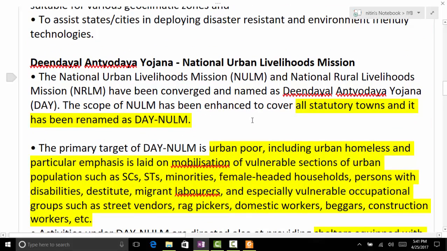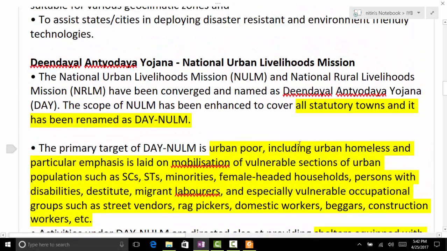Then we have Deen Dayal Antyodaya Yojana, National Urban Livelihood Mission. Earlier it was NULM, National Urban Livelihood Mission. It is now one of the components under Deen Dayal Antyodaya Yojana. It covers all statutory towns, and it has been renamed and brought under Deen Dayal Antyodaya Yojana.